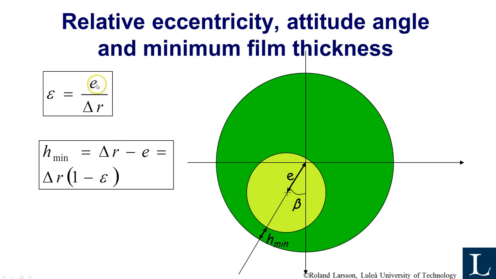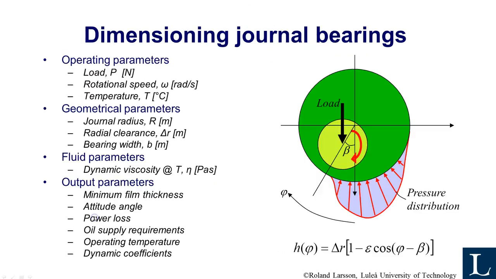That is the relative eccentricity, the real eccentricity divided by the radial clearance, delta R, and the minimum film thickness is then simply delta R minus the eccentricity, or expressed in epsilon, delta R multiplied by 1 minus epsilon.